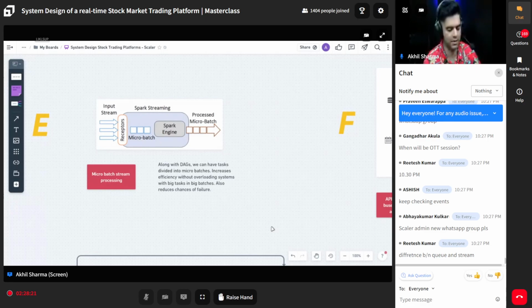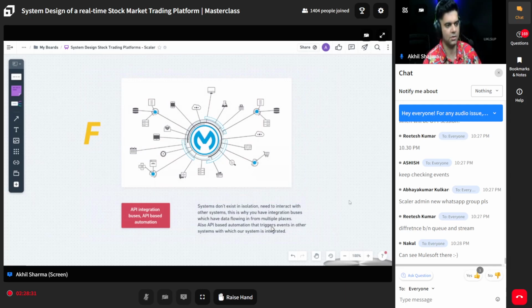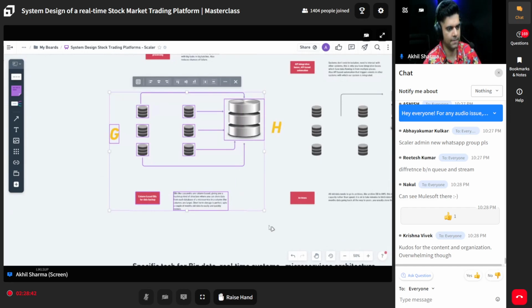In our case, we'll have API integration buses where we'll do some API-based automation, because we're working with so many different APIs. We want a bus which standardizes all the data for us from the different APIs. Then we'll be using column-based databases for backup. We'll be using archives for now.